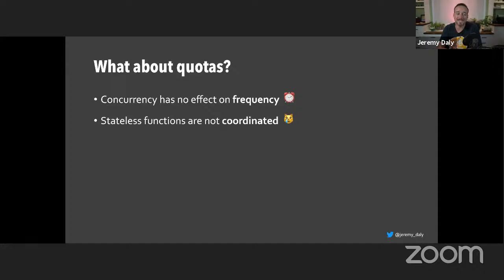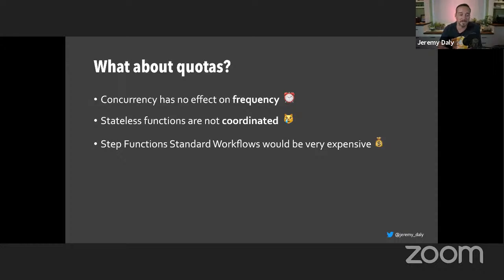If you were to just use stateless functions, and you were to say, okay, we're just going to go ahead and keep calling the API, and maybe we'll keep track of how many we've done within a function itself, that's not going to be coordinated, and again, you could still potentially exceed that, or potentially not utilize the full amount. If you were to use step functions using the standard workflows, that'd be very expensive. You could potentially do this with the express workflows. That's a different pattern that you could potentially explore.